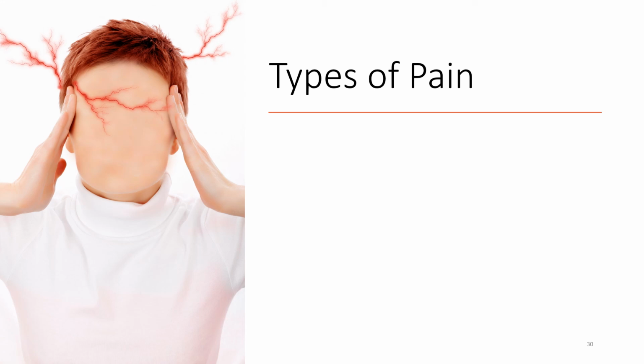Pain that signals some type of tissue damage is known as inflammatory pain. So if you've sprained your ankle, for example, or maybe you've fallen down and hurt your foot or your leg, the pain that you're experiencing from that is known as inflammatory pain. And so anti-inflammatory medications are going to be the ones that will help that kind of pain.